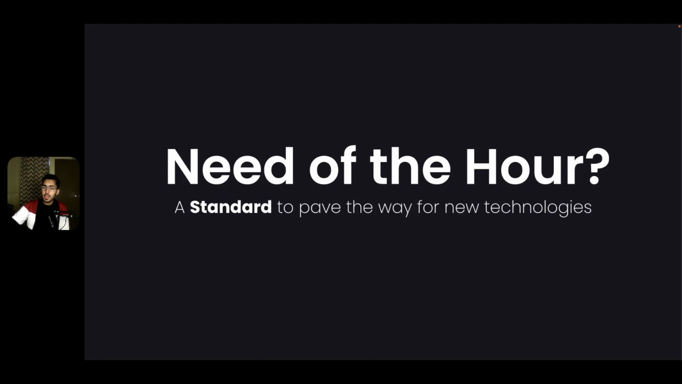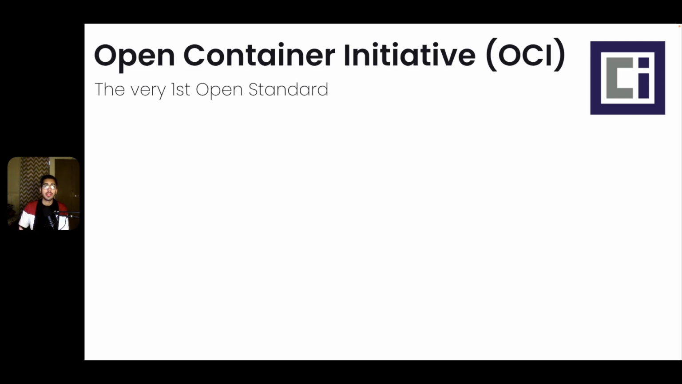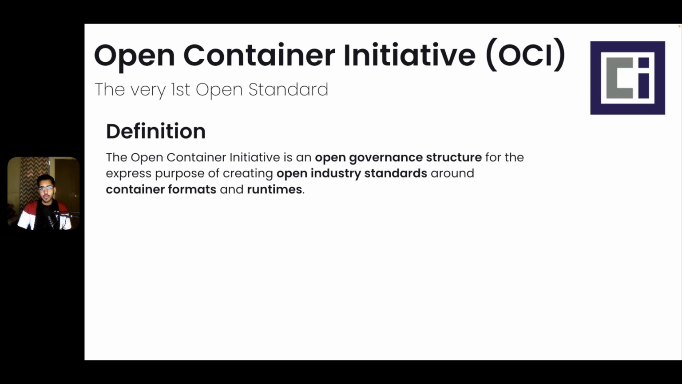That's what we needed. And here we come to our very first open standard in the list, which is called the Open Container Initiative, or OCI. This is the very first open standard which was developed. Let us quickly have a look at some of the things that OCI actually specified. This definition is directly from the documentation. The Open Container Initiative is an open governance structure for the express purpose of creating open industry standards around container formats and runtime. The important thing to note here is that the OCI actually specified the open industry standards for container formats and container runtimes, right? And that is what we needed. That was the need of the hour.